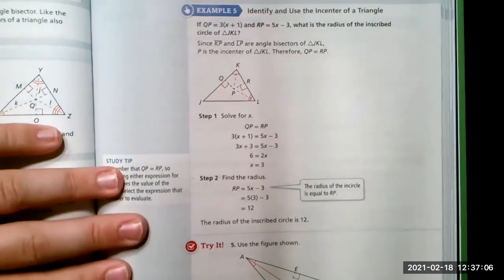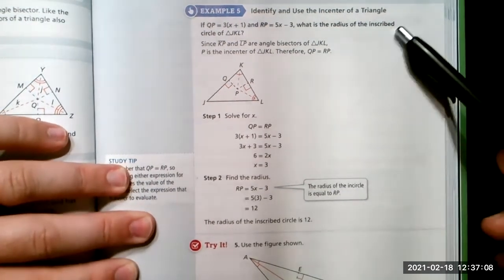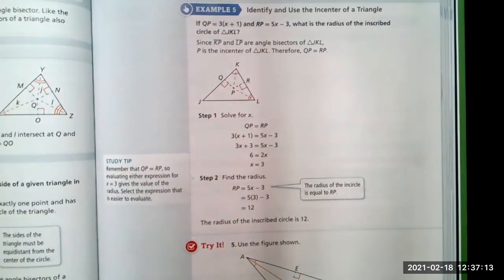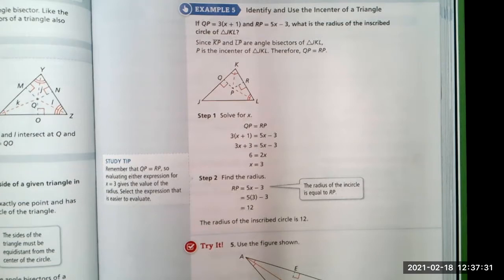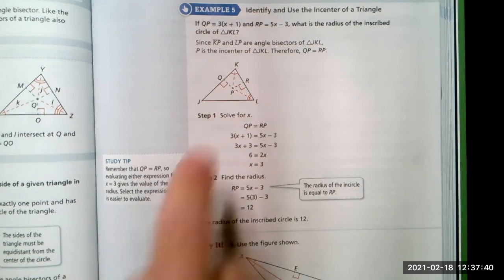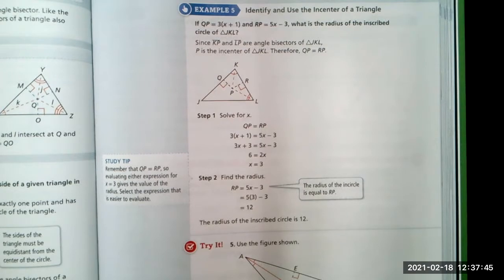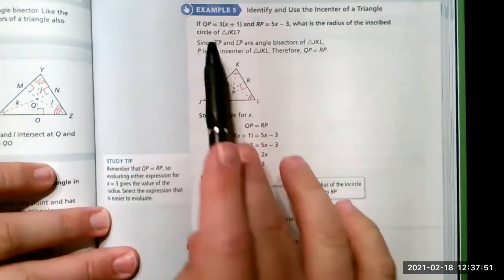Okay. So example 5, identify and use the incenter of a triangle. Just keep in mind, and you can look back on page 212, that the incenter is basically just the center of the inscribed circle. So if I drew a circle that touched all 3 sides there, the incenter is the center of that circle. So let's look at what they're giving us here.